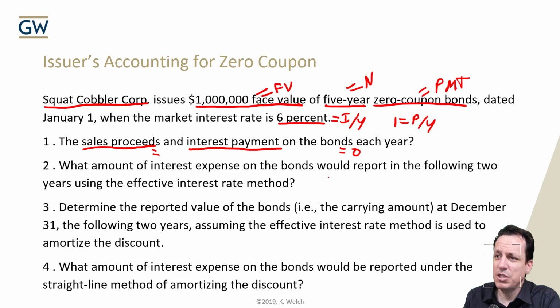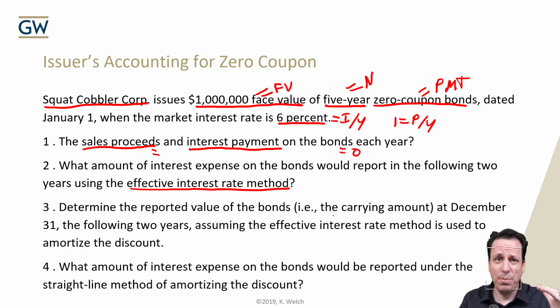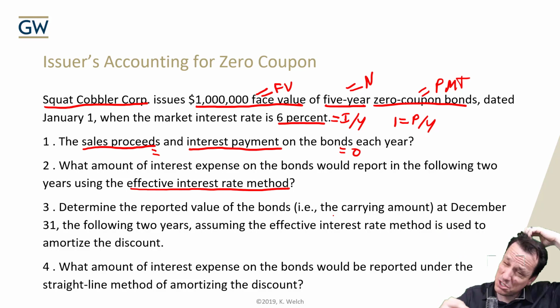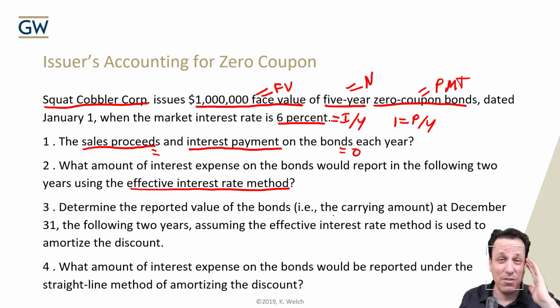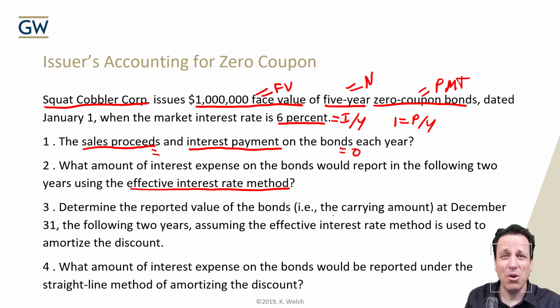What amount of interest expense on the bonds would be reported in the following 2 years using the effective interest rate method? All right, that's basically how we've been calculating things in prior problems. And so we'll go through the first 2 periods of that. Usually I'll only require you to do the first 2 periods. The reason why is because after you do the first 2, I already know you're going to do the rest. And if you get the first 2 wrong, there's no way for you to recover and get them right towards the end. You might know what the final payment is going to be, but everything in between that and the beginning will be all wrong.